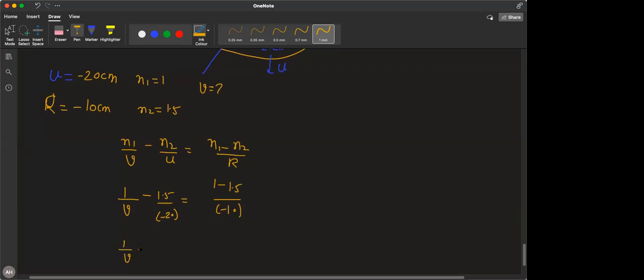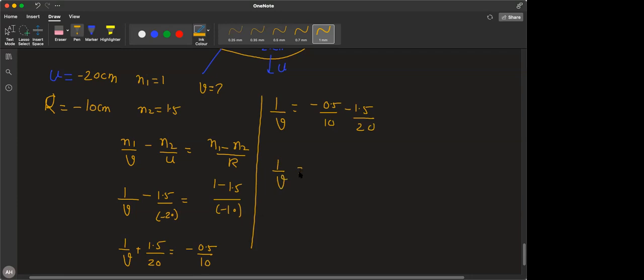So we get 1 by V is, no, it should be negative, minus 0.5. And should write more steps. So it's 1 by V plus 1.5 by 20 minus 0.5 by 10. So you can put it to the right-hand side. You'll get 1 by V is minus 0.5 by 10, minus 1.5 by 20. So it's 20. 10 to 2 into 0.5 is 1. Minus 1.5. So I made some mistake.